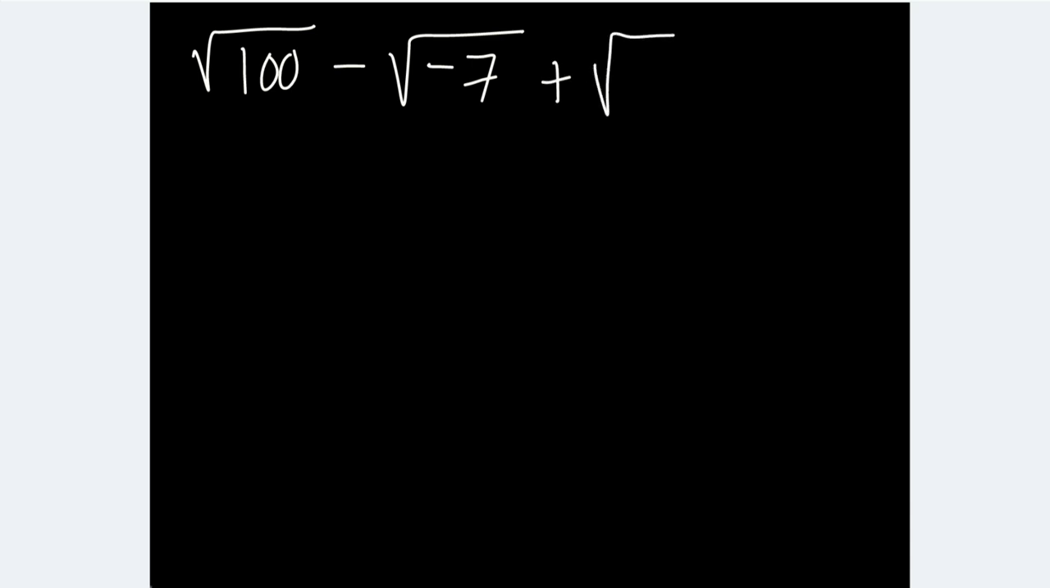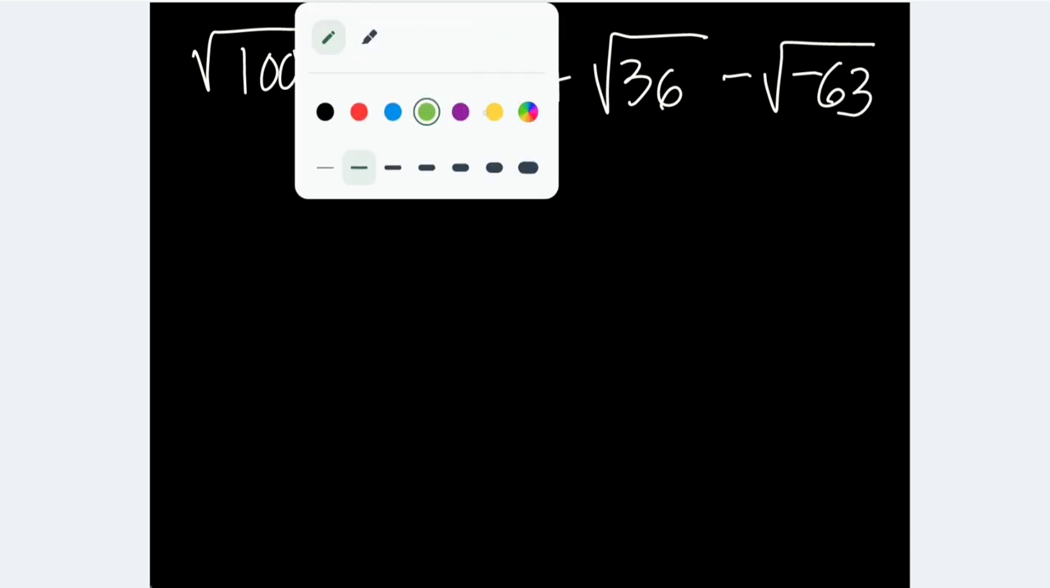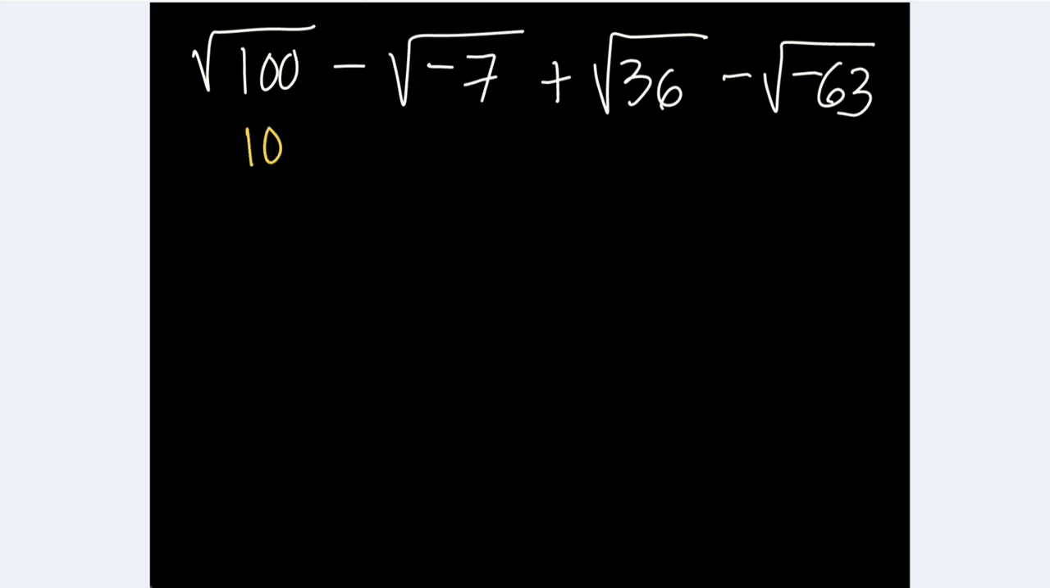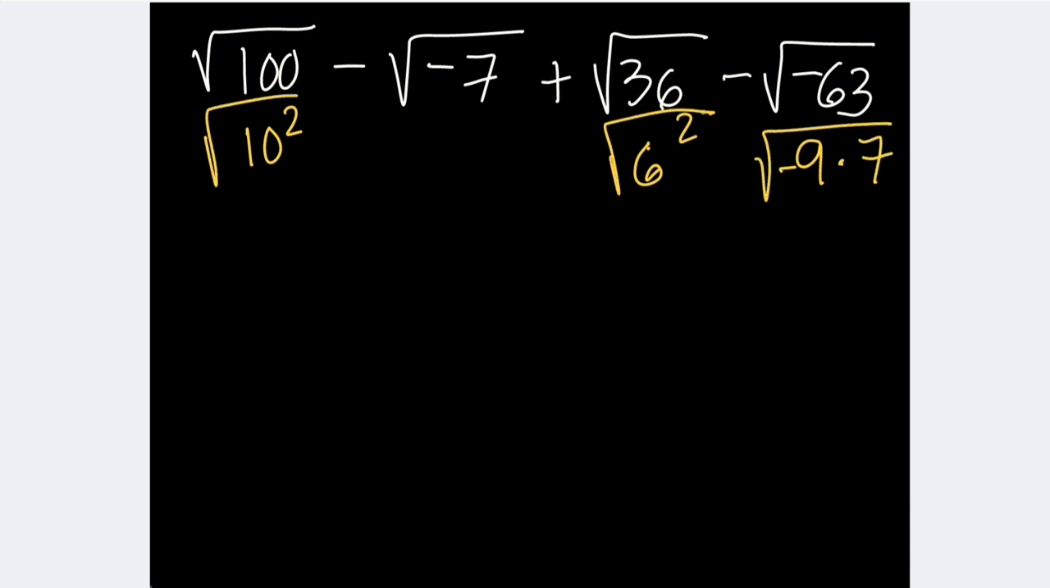Next. Square root of 100 minus square root of negative 7 plus square root of 36 minus square root of 63. This is fun. Right? Okay, 100, you can write this as 10 squared. 36, 6 squared. How about 63? Nine times 7. Okay, negative. Okay, then we simplify.